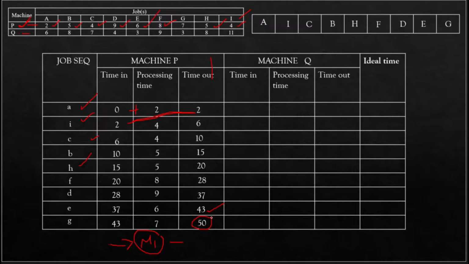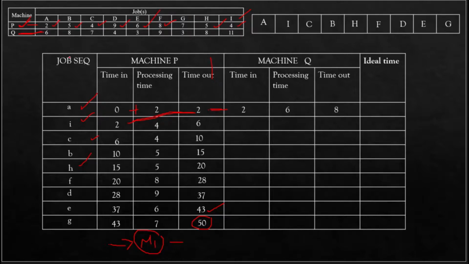Next we will do the same process for machine Q. Here the machine 1 out time will become the machine 1 in time. Machine 2 out time will become the machine 2 in time. Machine 1 out time will become machine 2 in time. So machine 1 out time is the second hour. This is the processing time of the A job on machine Q. Now I'm considering this Q machine row. It's 6 hours. 2 plus 6 gives 8 hours.